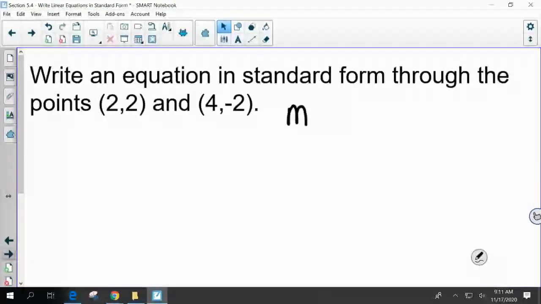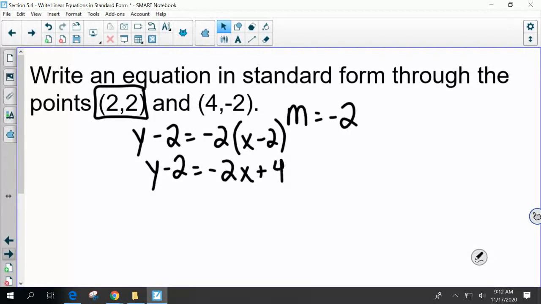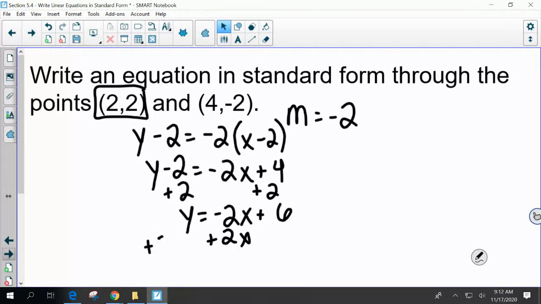Okay, I agree. M equals -2. And then, did you guys do point slope then? So if I'm going to choose these because they're positive, y minus 2 equals -2 parentheses x minus 2. So then I have y minus 2 equals -2x plus 4. I would add 2, so y equals -2x plus 6, and then I have to add 2x. So I get 2x plus y equals 6. Hopefully you got that.